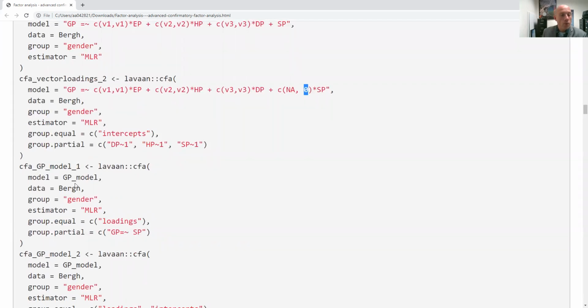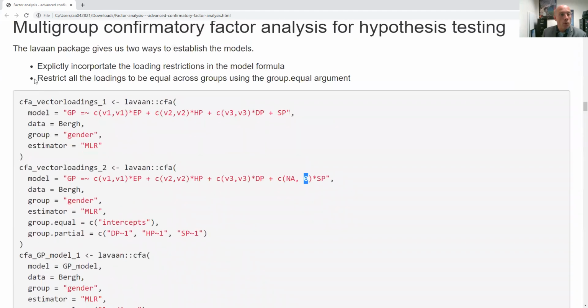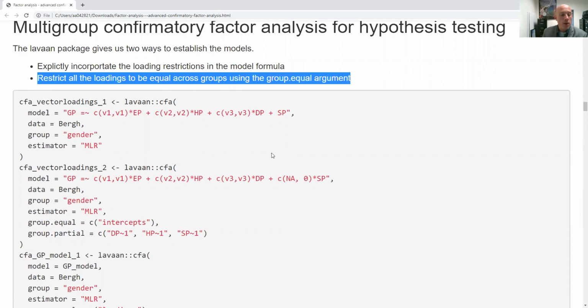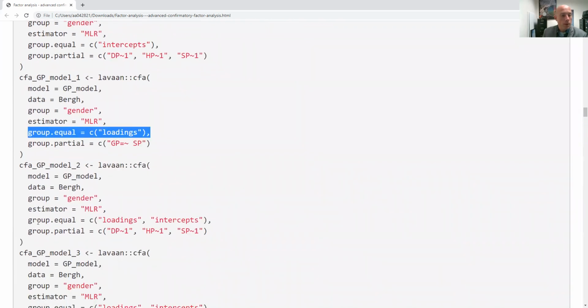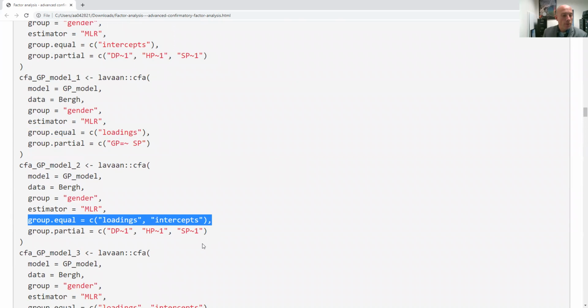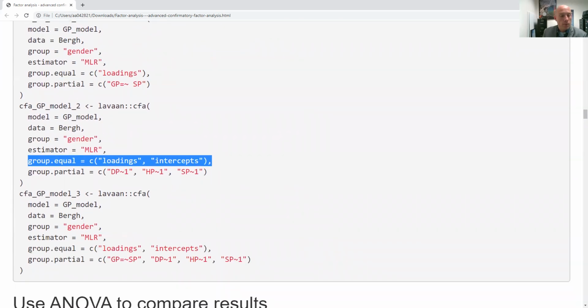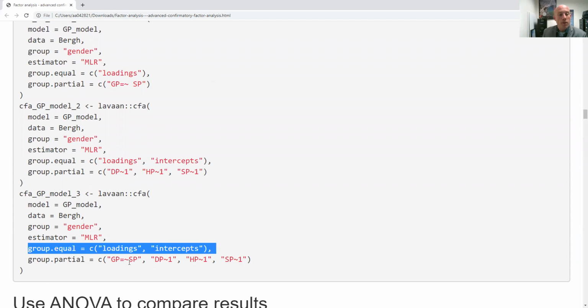And now when I get down to this version, I want to restrict loadings across groups using the group.equal argument. On this model, we want loadings to be equal across groups. In this one, we want loadings and intercepts. And we want loadings and intercepts on this one. The difference is that now, if I compare these two, we can see that the global is being manifested by SP.